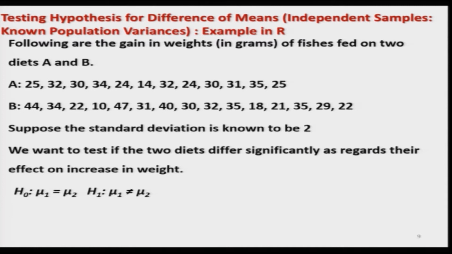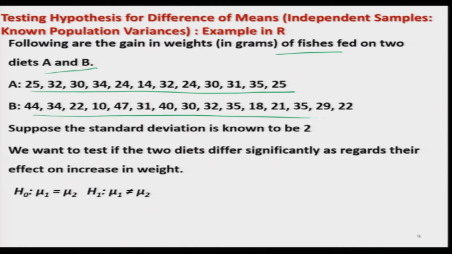Now we consider an example where we try to implement this in the R software. Suppose there are some fishes and they are given two different types of food, two different types of diets, say A and B, and how much weight they have gained is reported. From the two samples, the gain in the weights of the fish is reported like this for A and like this for B, and these weights are given in grams. Suppose the standard deviation is known to be 2, and suppose we want to test if the two diets differ significantly as regards their effect on increase in the weight.